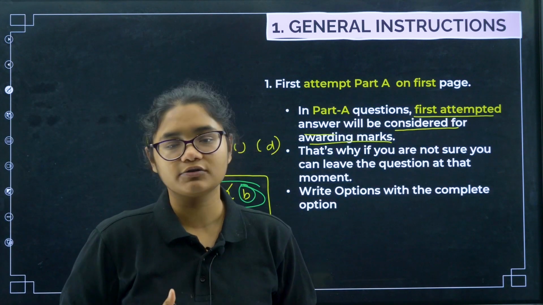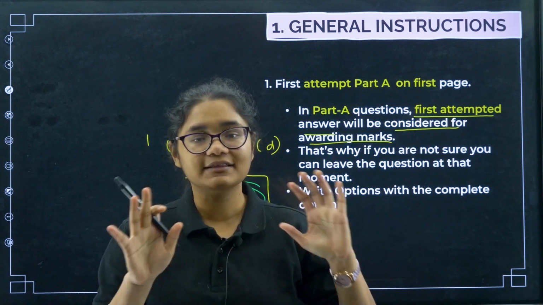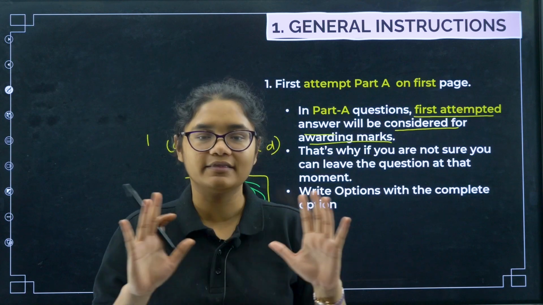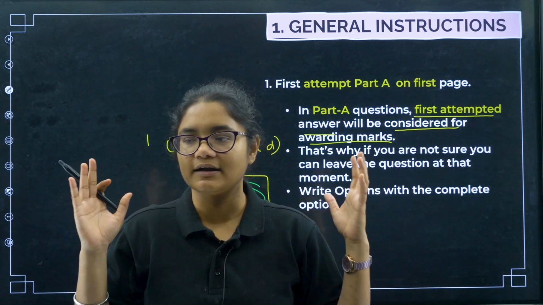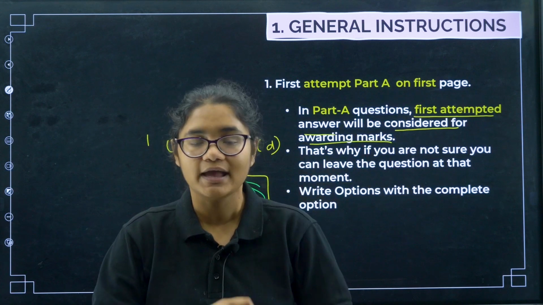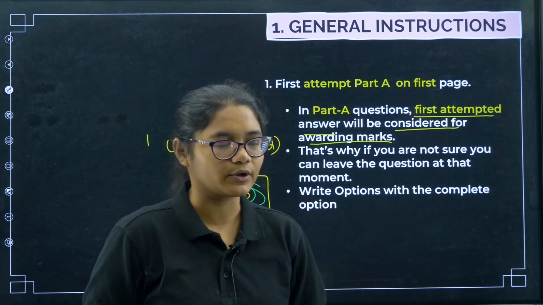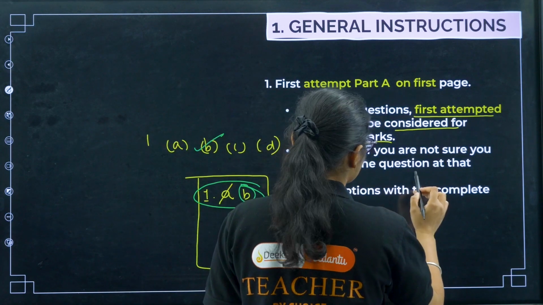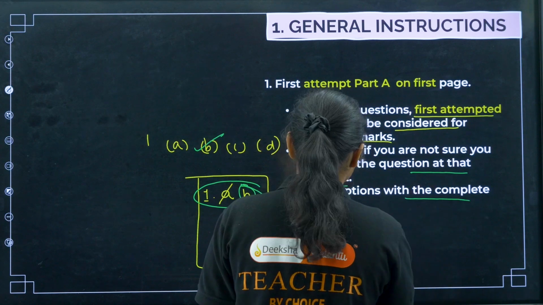If you are not very sure about the MCQ question, please leave it. At the end, decide 100%. If you are sure, then only write the answer. Or at the end, once you are confirmed that this can be the answer, or you are satisfied that this is the answer, then only go for it. And once you have gone for it, you should not change it. Even if you change, it has no importance. Next, if you are not sure, you can leave the question at the moment and do it at the end.